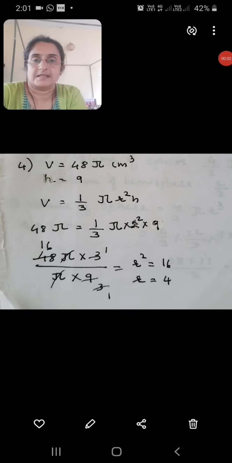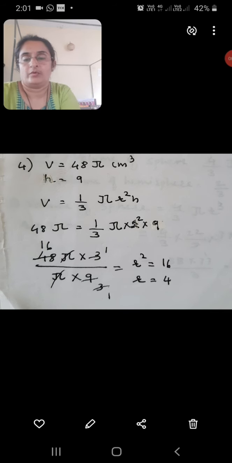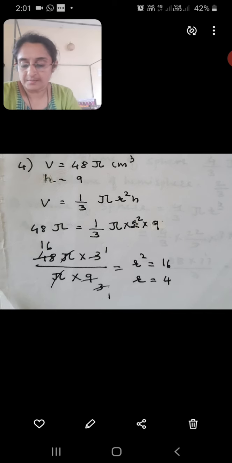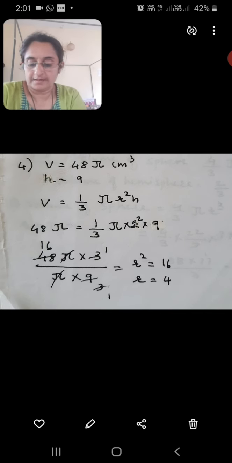In the next exercise, that is 13.7, we are going to find out the volume of a cone. We have found the volume of a cylinder using the formula pi r square h, and for a cone we are going to use 1/3 pi r square h. Fine. So the first sums where the radius and slant height are given, you can directly use that and then find out the volume. Here in the fourth question, the volume is given.